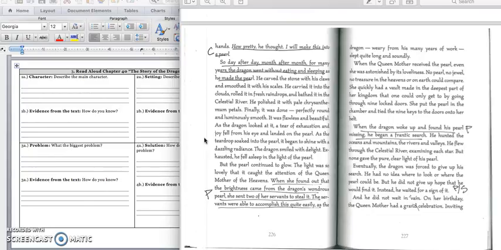The dragon smiled with delight. Exhausted, he fell asleep in the light of the pearl. But the pearl continued to glow. The light was so lovely that it caught the attention of the Queen Mother of the Heavens.